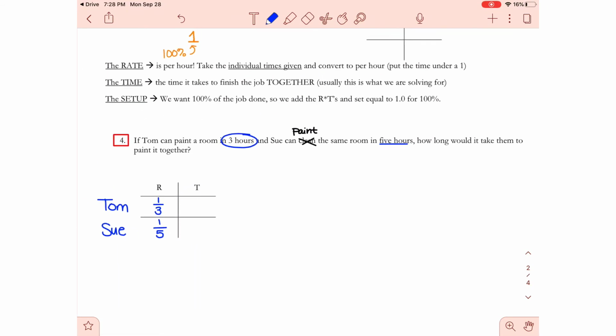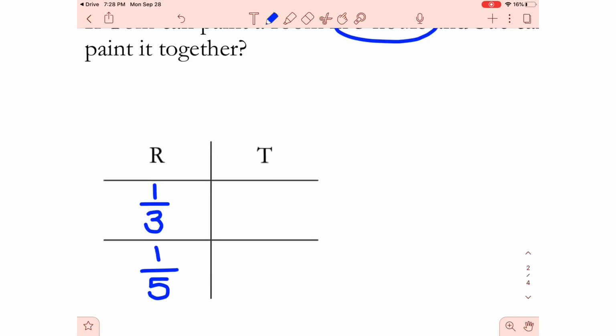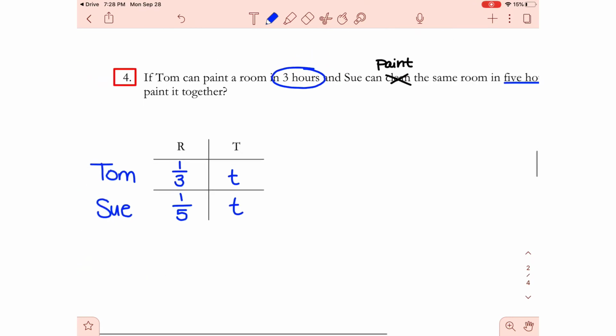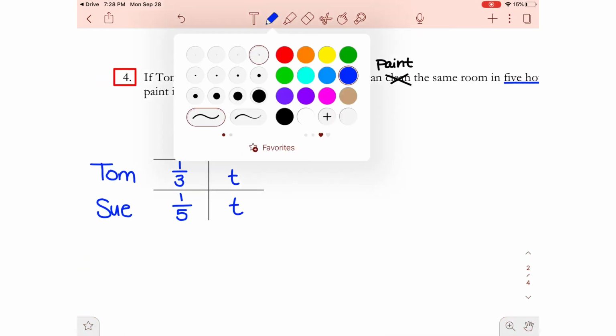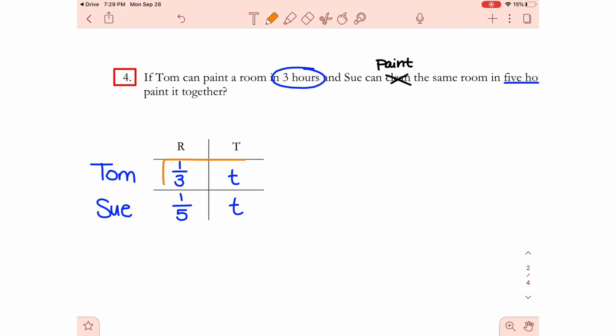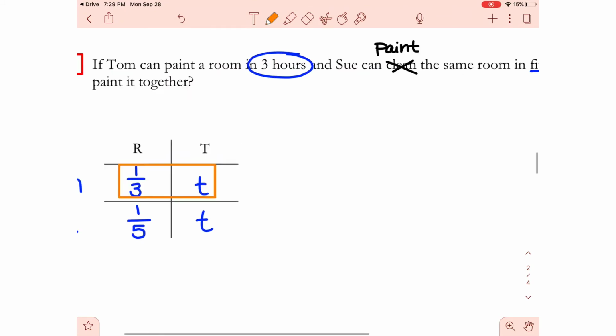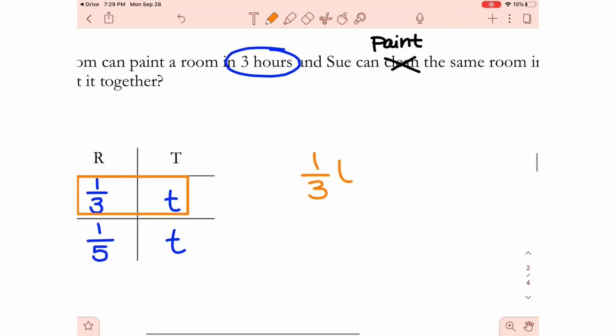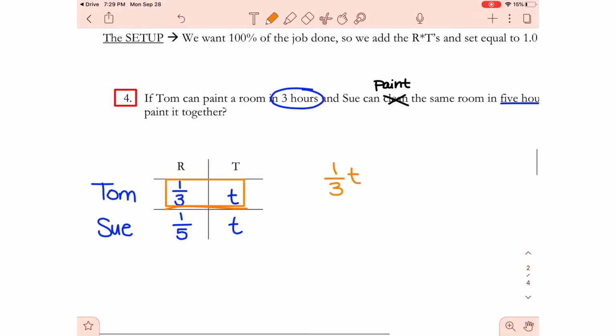All right, so then the time is what we don't know. We don't know how long it's going to take them together, because the time in the chart is the total time together. So I'm going to call this X, or I can even call it T for time, or X, whatever you want to do. Now, the work for Tom is 1/3 times T. The work for Sue is 1/5 times T.